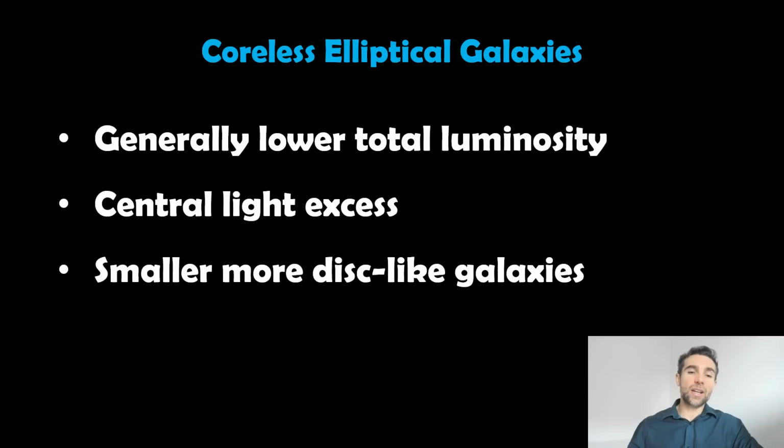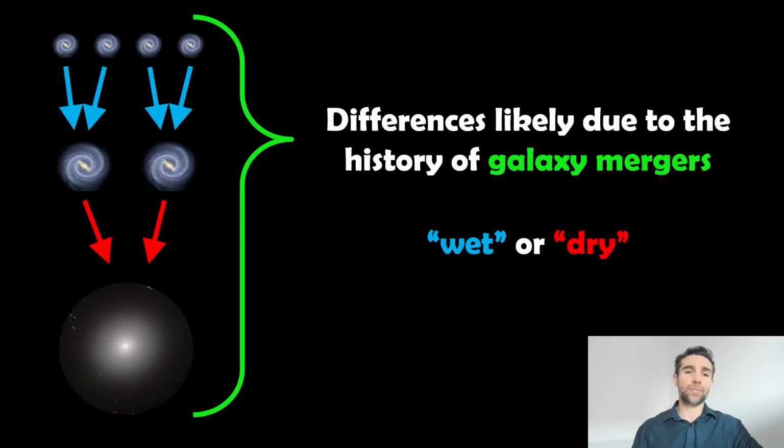So they're generally lower luminosity galaxies. These particular galaxies that are coreless are generally smaller elliptical galaxies. They will show a central light excess, and because they're smaller, they can also be more disc-like as well. So these particular ones do show a bit of a flattening, a bit of a rotation compared to the larger, more spherical elliptical galaxies. Now, why would we have these differences between these two types of galaxy?